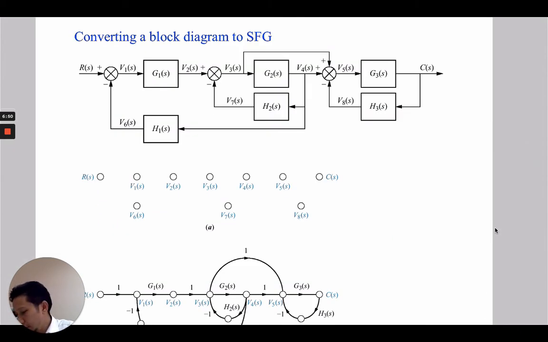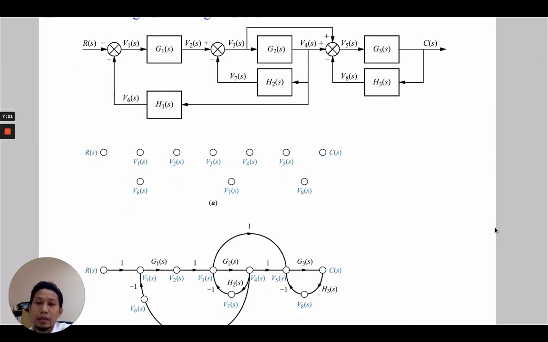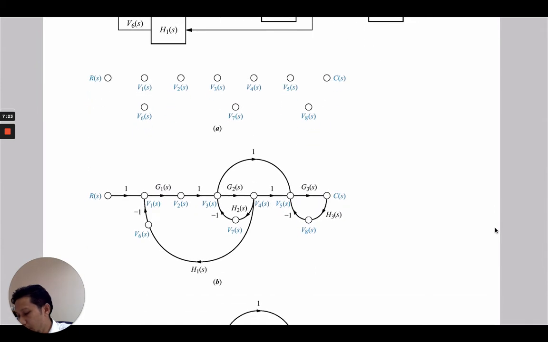Let's try another one. We have a previous block diagram that we have learned to reduce to a simplified version. In this case, we have many signals. We have RS, V1, V2, V3, V4, V5, V6, V7, V8, and finally the output CS. Just draw the nodes for the signals first, and then we can connect all the nodes with a subsystem.